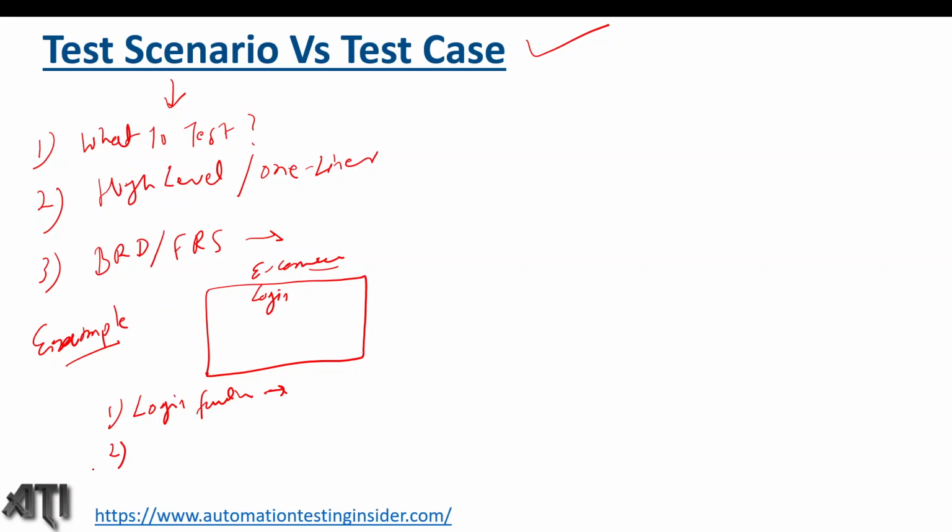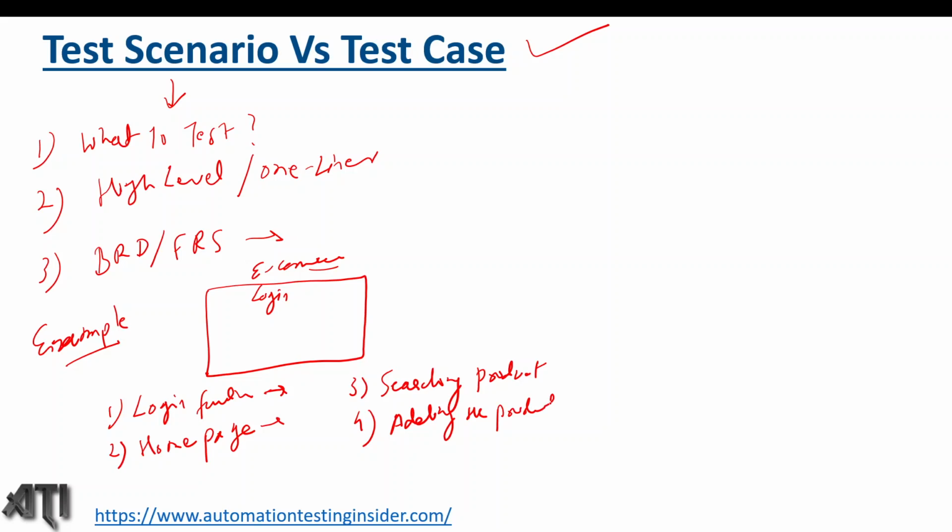Another test scenario could be home page scenarios. Another scenario in an e-commerce website is searching the product; searching product itself is a scenario. Another scenario could be adding the product into the cart, so that is another scenario. Making the payment is another scenario. So these are the different scenarios.